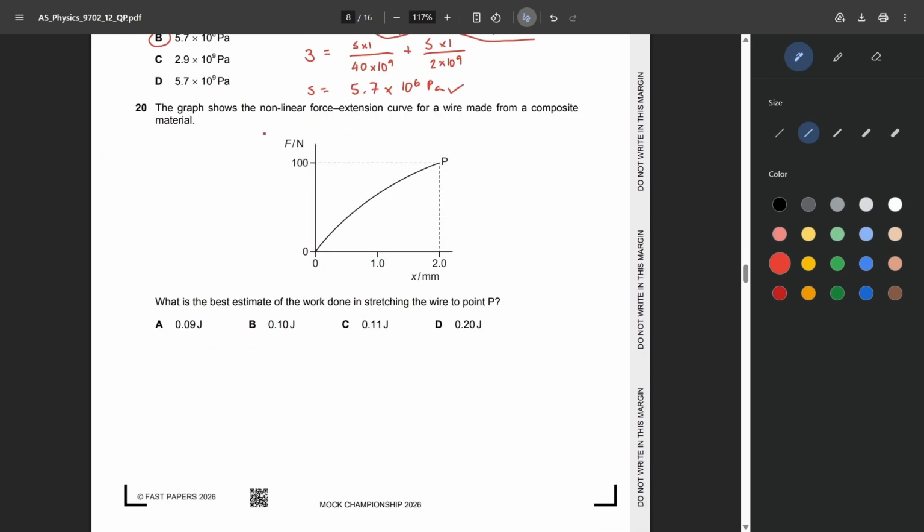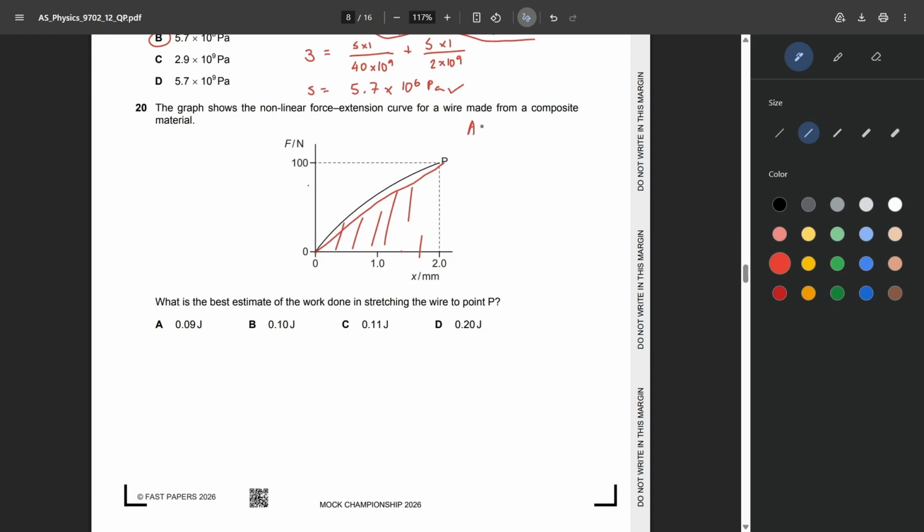The graph shows the nonlinear force extension curve for a wire made from a composite material. What is the best estimate of the work done in stretching the wire to point B? Okay, so this right here is a curve, and the area under this curve is the work done in stretching the wire to the point B. So what we can simply do is find the area of the triangle that joins the points 0, the origin, and the point B.